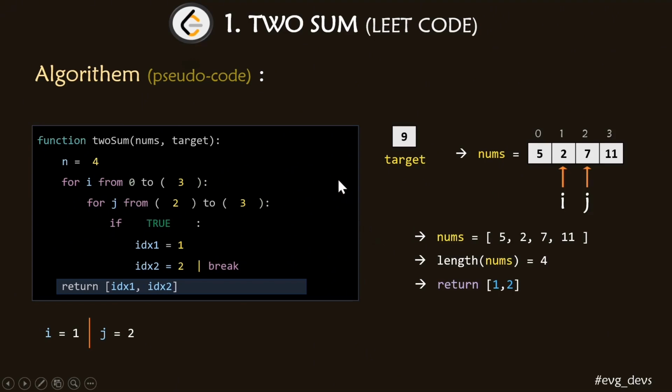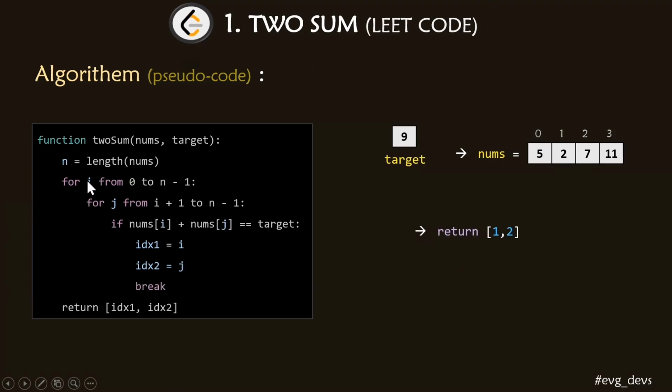And that's it. Our tracing is completed. Here we used 2 for loops for traversing the array, and we use an if condition to check the given condition. We are assigning the i, j to idx1 and idx2, and we are breaking the statement to exit from the for loops. And we are returning the values.